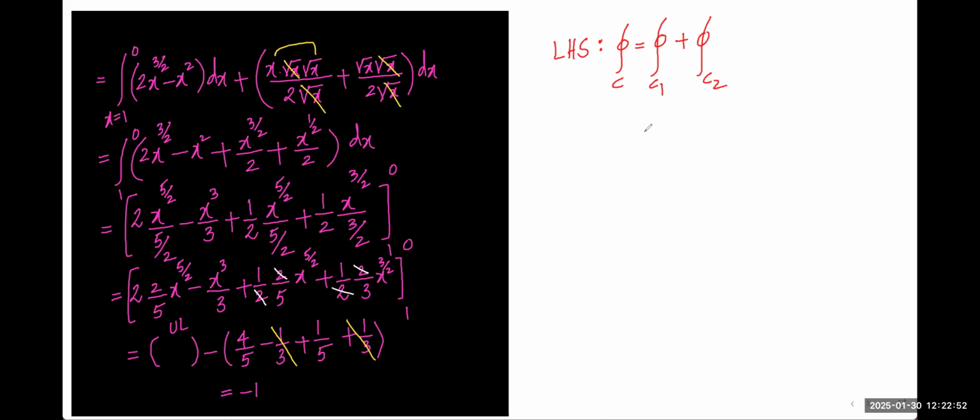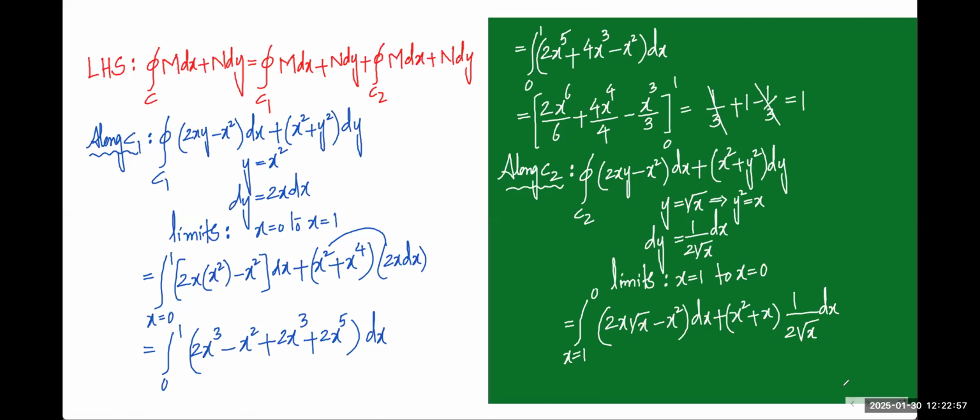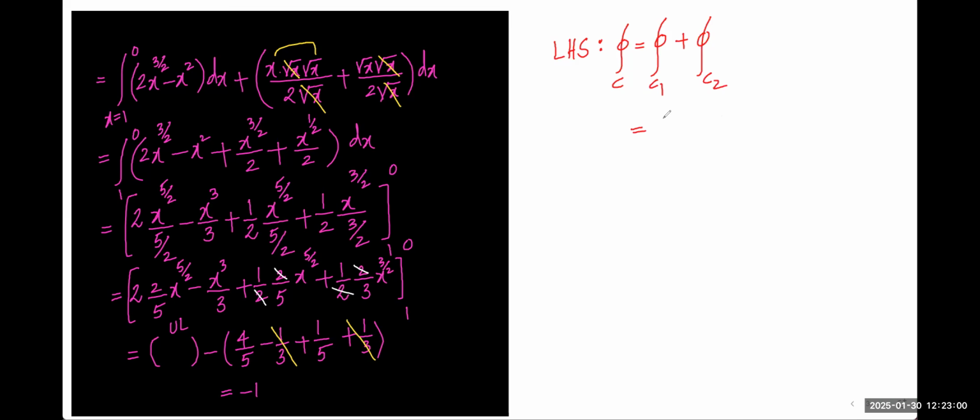C1 plus C2. Now C1 we got, our answer is 1. C2 is minus 1. These two are also cancelled. That answer is 0. Means LHS answer is also 0. Therefore, we say that LHS is equal to RHS. Hence, this is a long answer, okay? Green's theorem verified.